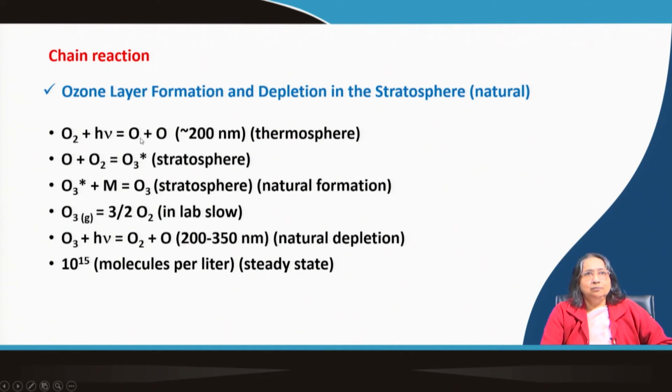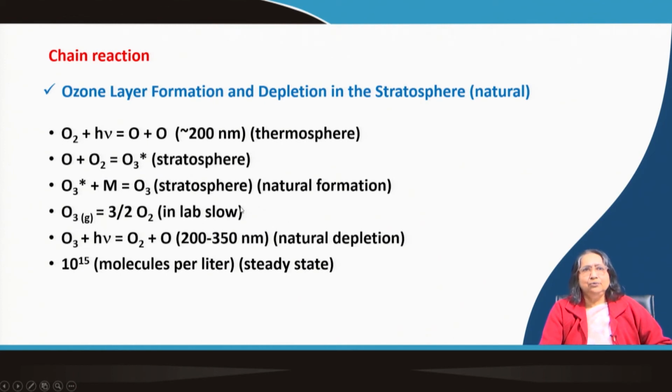Now, this O is combining with oxygen to form the ozone, and it is happening in the stratosphere. Now, ozone, you see, is an excited molecule. You see the star. So, the star is coming down to the ground state by colliding with something, M. M is anything. Okay. So, it is coming to the ground state, and this is the natural formation. So, these 3 steps I have shown are the natural formation.